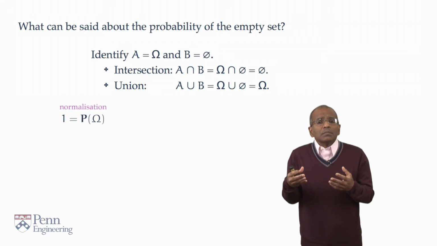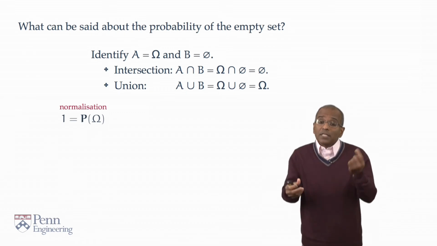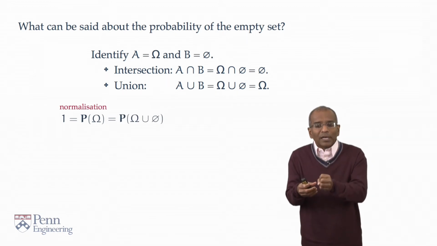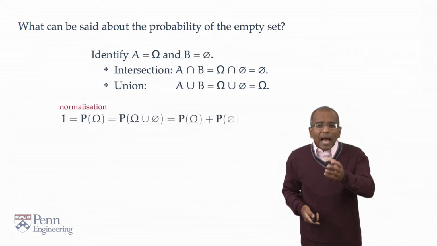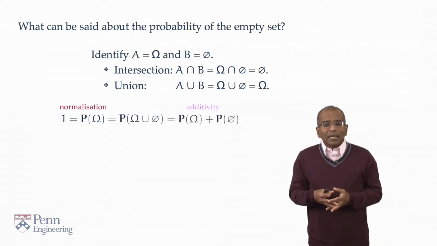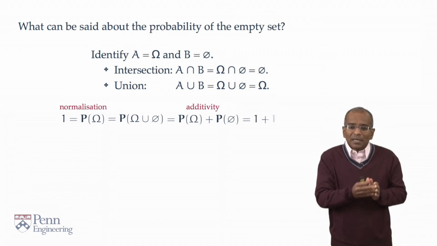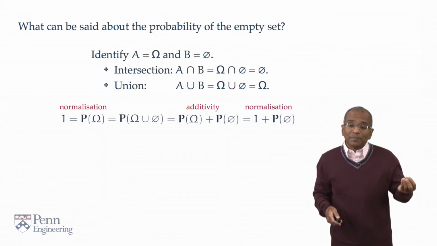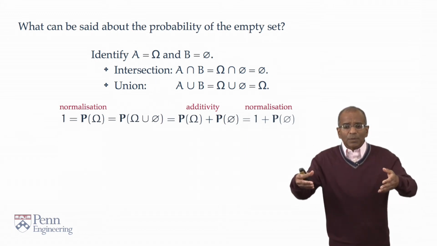Begin with the axiom of normalization. The probability measure associated with the entire sample space is unit. But the entire sample space may be decomposed as the union of omega with the empty set, where these two objects, omega and the empty set, are disjoint. Additivity immediately tells us then that the probability of the union is the sum of the two probabilities. But on the left, we see the probability of the set omega, which by the normalization axiom must be unit. And notice, just by churning through the normalization and additivity axioms, we've got an identity.